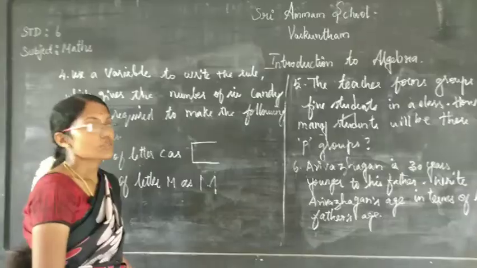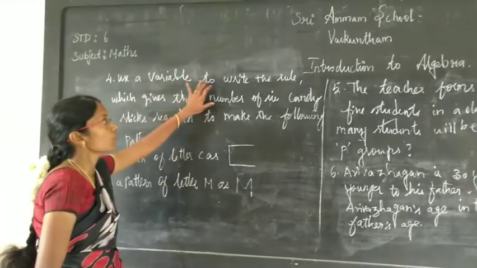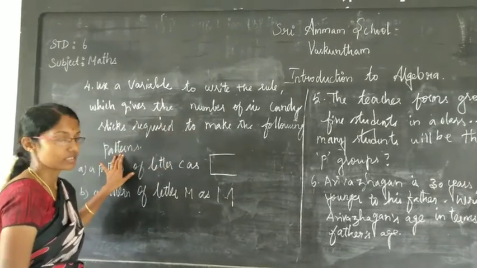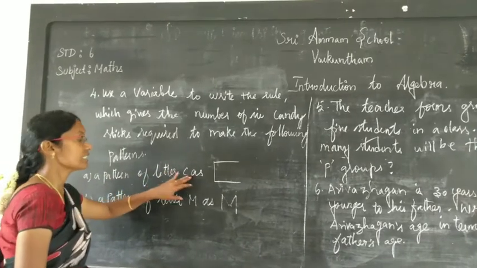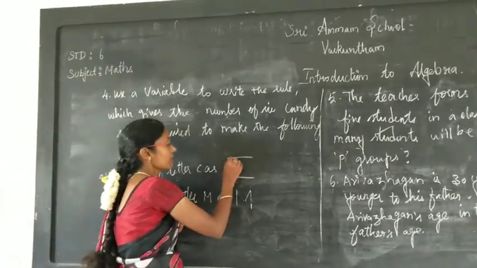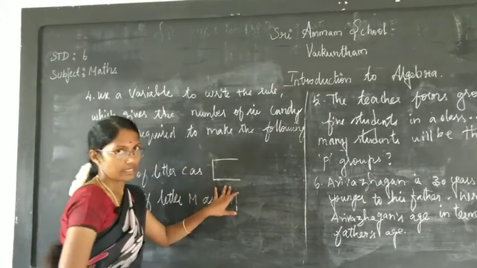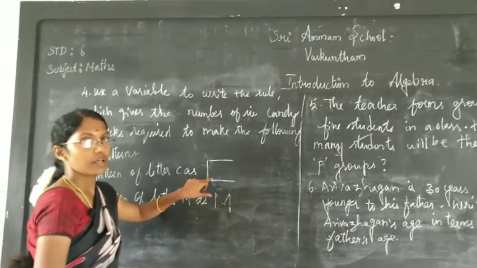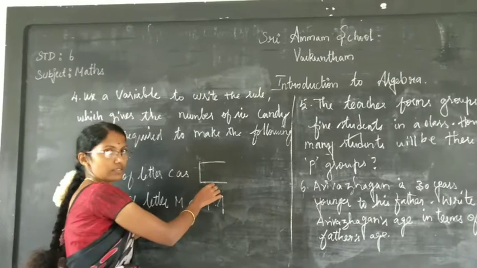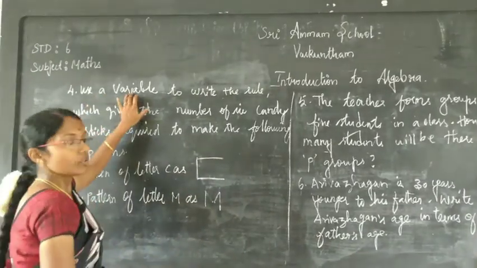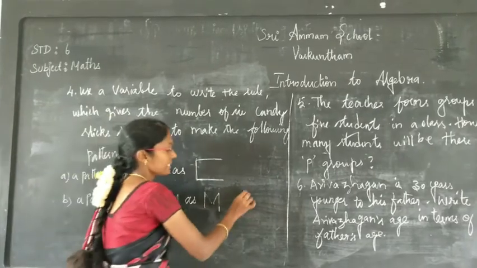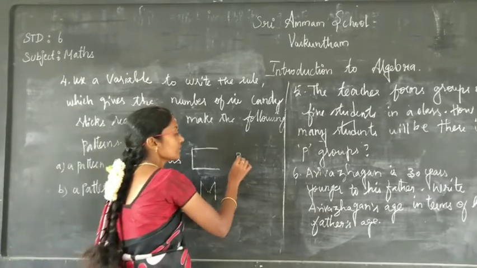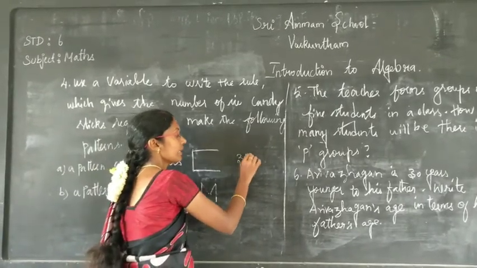Okay. So the next question, use a variable to write a rule which gives the number of ice candy sticks required to make the following patterns. See here, a pattern of letter C is given. So you can see it as C. How many ice candy sticks are needed to make C? You need 3 ice candy sticks. So use a variable. You can take it as N or K, like this. How many sticks do you need? You need 3 sticks. So you can make 3N.